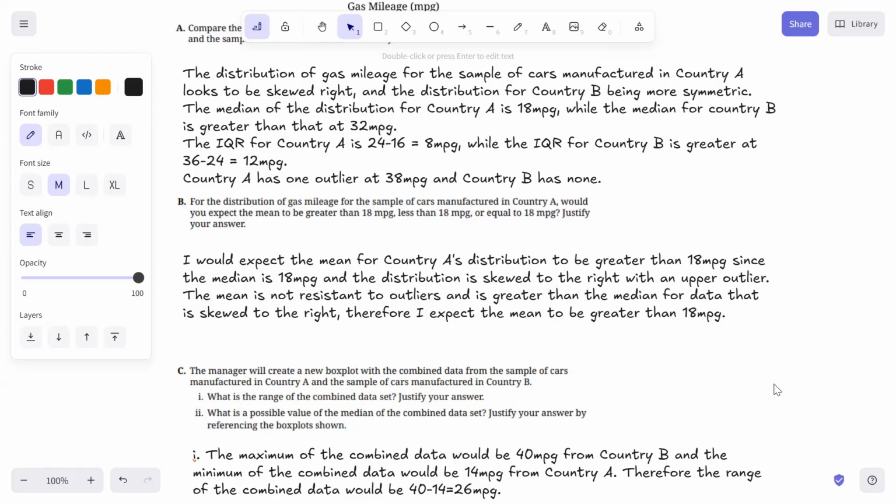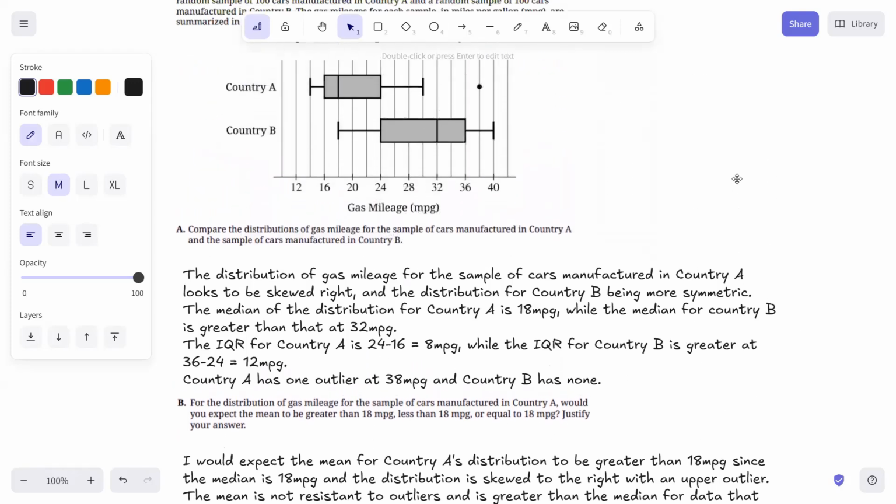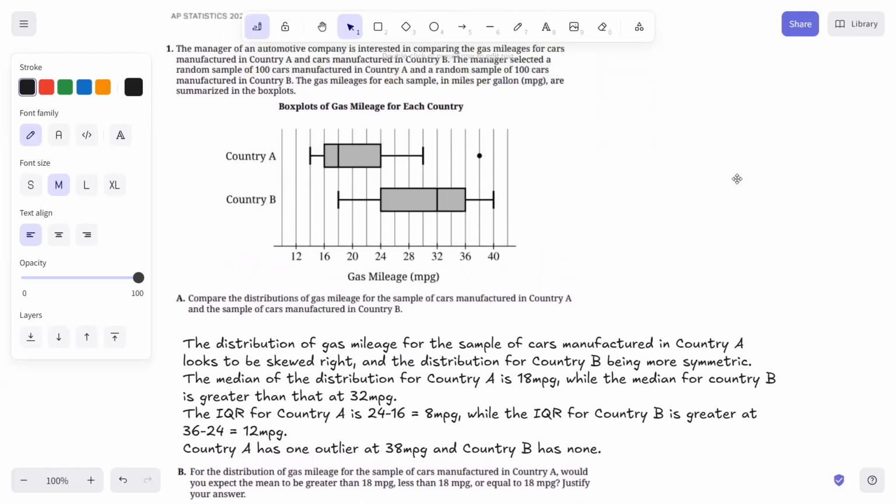Second part of problem C, what is a possible value of the median of the combined data set? Justify your answer by referencing the box plots shown. So if we look at the box plots here, we have country A and B. If you notice, for country A, Q3 is at 24. So about 75 of the 100 values are less than or equal to 24.